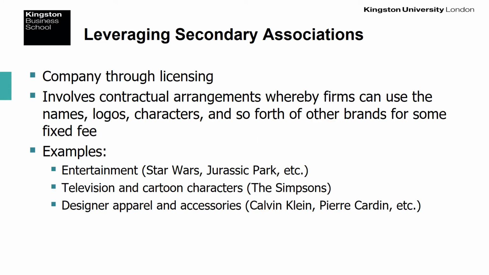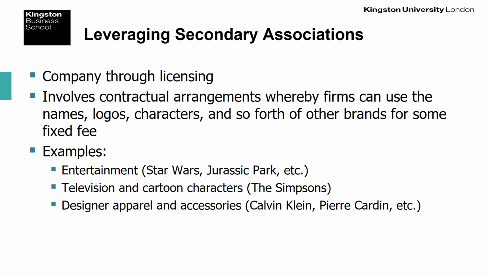Another way in which companies themselves can leverage secondary associations is through brand licensing. And this involves a contractual arrangement whereby an organisation can pay to use brand elements, so a brand name, a brand logo, brand characters, etc., to put on their own merchandise. And they have to pay to do that, usually in the form of a fixed fee, sometimes only a fixed fee, sometimes a fixed fee plus commission each time there's a sale of merchandise with the brand name on it.